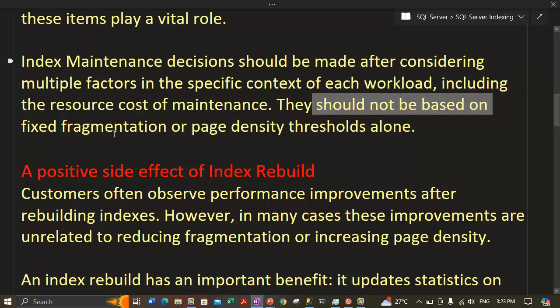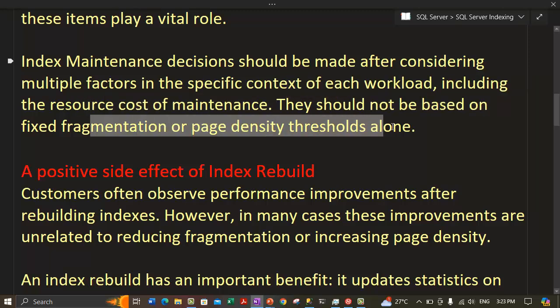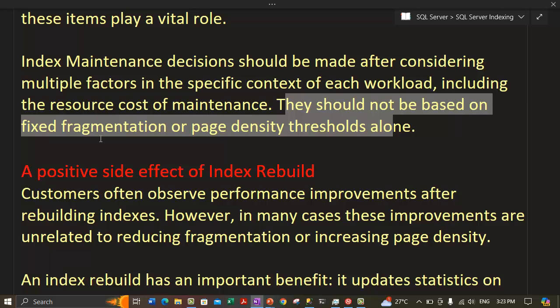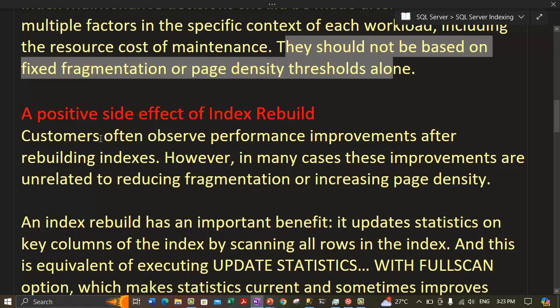They should not be based on fixed fragmentation or page density threshold alone. As we discussed earlier, we should not only consider these two factors, fragmentation or page density, in order to come up with a decision whether to rebuild or reorganize the indexes.